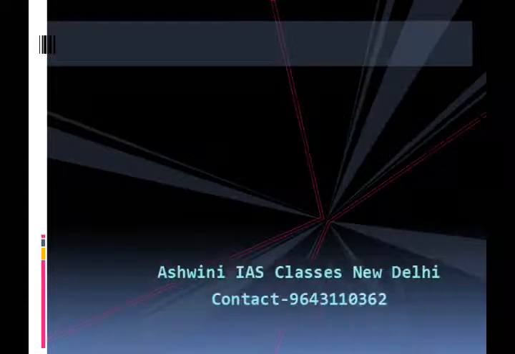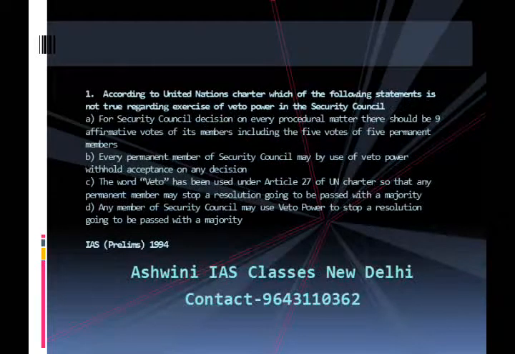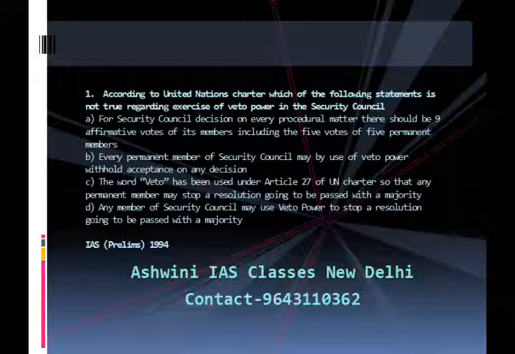The first question on Indian polity. According to United Nations Charter, which of the following statements is not true regarding exercise of veto power in the Security Council? A. For Security Council decision on every procedural matter, there should be 9 affirmative votes of its members, including the 5 votes of 5 permanent members. B. Every permanent member of Security Council may, by use of veto power, withhold acceptance on any decision.